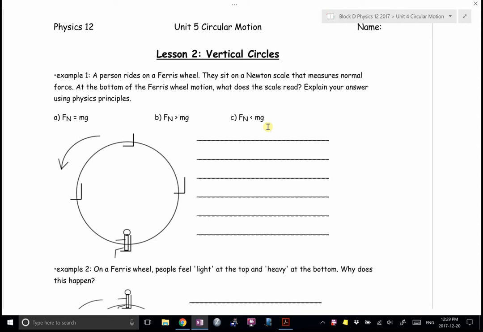At the bottom of the Ferris wheel motion, what does the scale read? A, Mg. B, is the normal force bigger than Mg? Or C, is the normal force smaller than Mg? Once again, we get to vote. Once again, how high you hold your hand up is how sure you are of the answer.